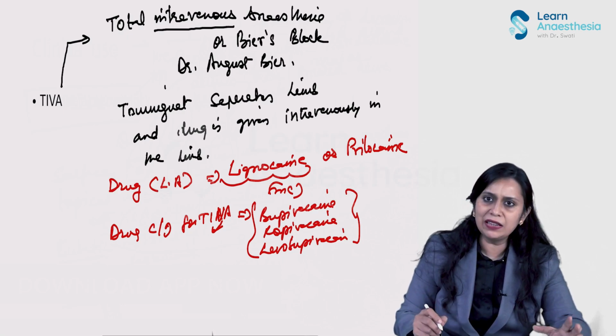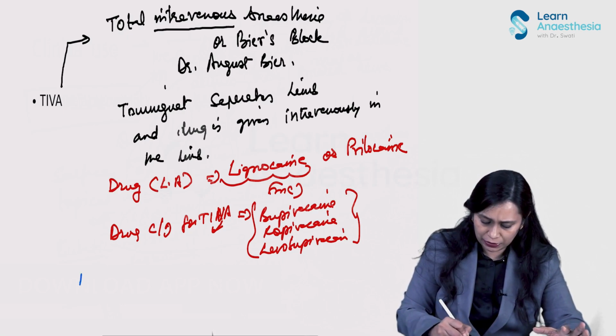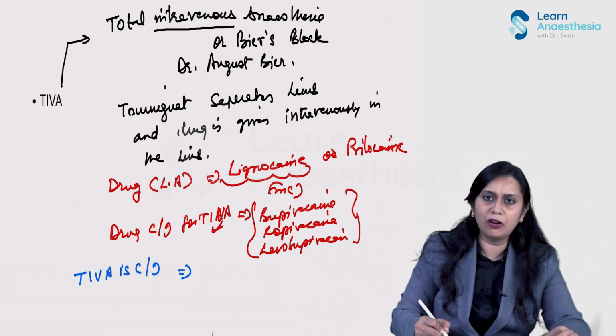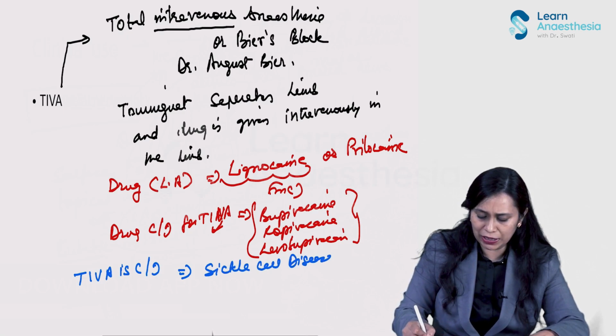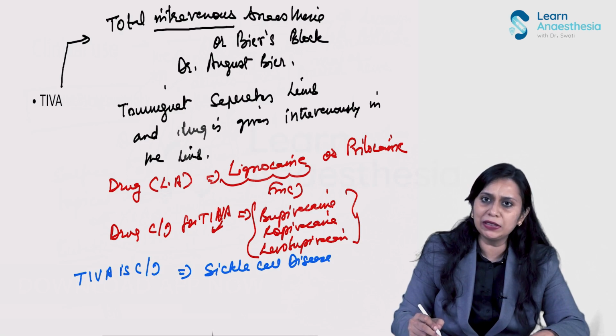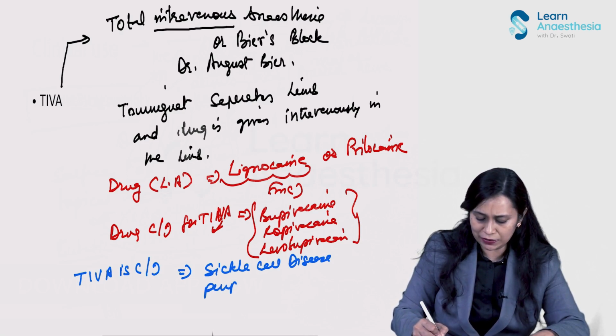Now, TIVA itself is contraindicated in case of any patient with sickle cell disease, because if we tie the tourniquet, it will precipitate sickling. Then peripheral vascular disease.